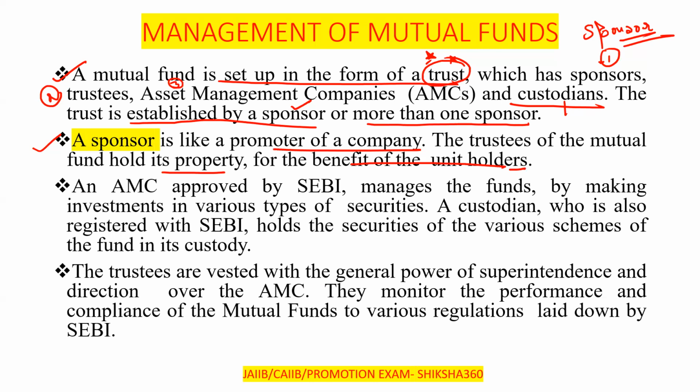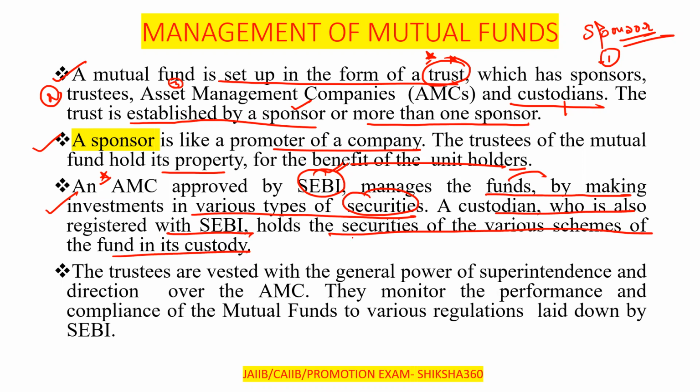Further, the AMC, that is the asset management company. What is an asset management company? It is approved by SEBI, and it manages the funds by making investments in various types of securities. First of all, you have to know that it is approved by SEBI. The second function is that it manages the funds by making investments in various types of securities.